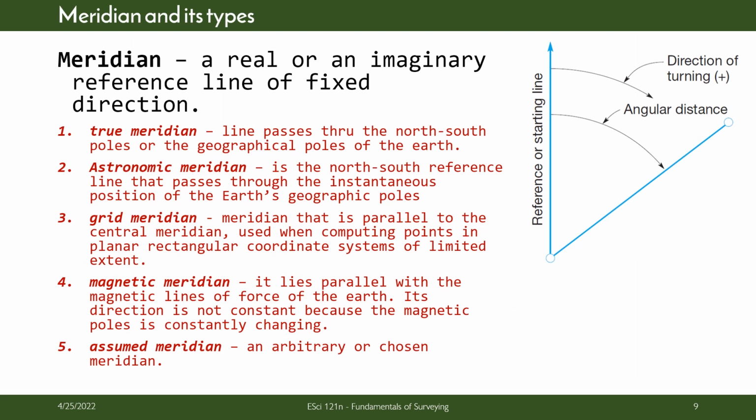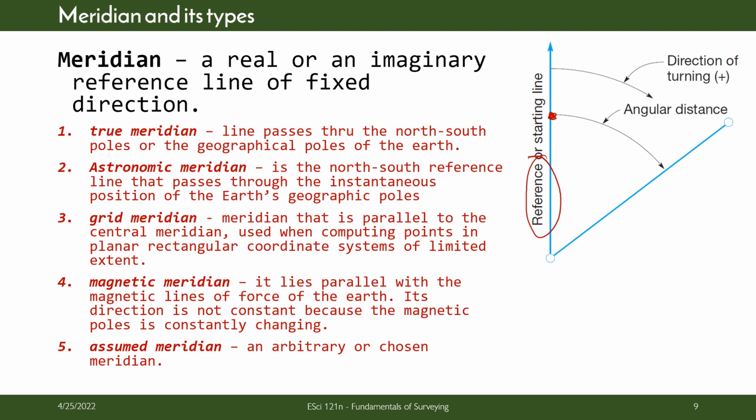So now let's proceed to the meridian. A meridian is a real or an imaginary reference line of fixed direction. The direction of a line is defined by the horizontal angle between the line and an arbitrarily chosen reference line called a meridian. The following five are the usual meridians used in surveying. When we say meridian, this is where we refer our angular measurements. This is where we start.